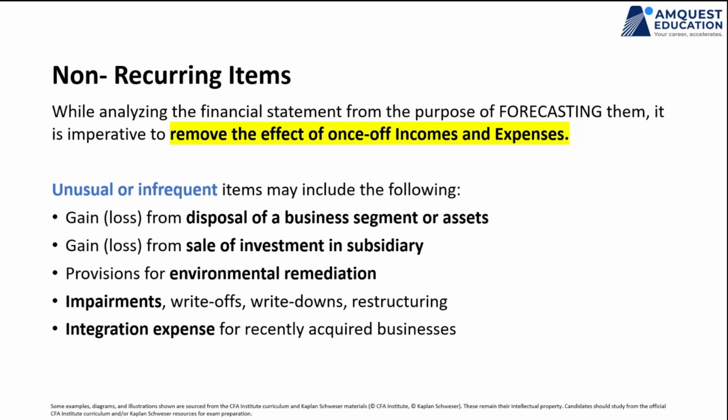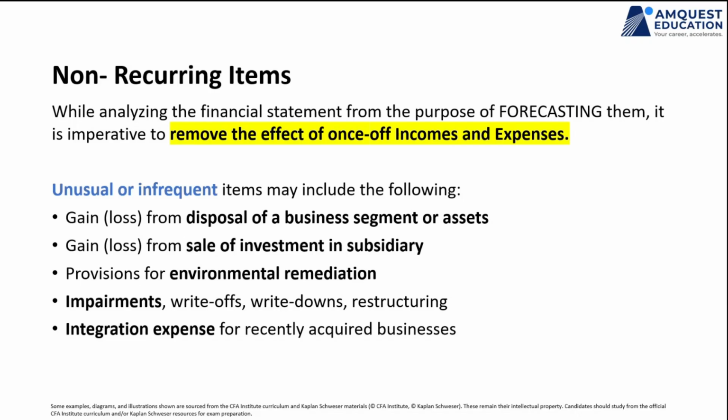Now, these non-recurring items can be called unusual or infrequent items. This may include gain or loss from disposal of a business segment or assets, which means by selling a business segment or asset, gain or loss of investment in subsidiary, from sale of investment in subsidiary, provisions for environmental remediation.